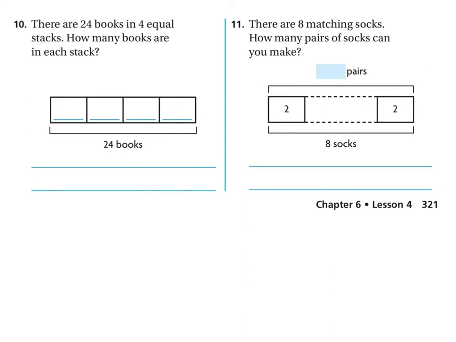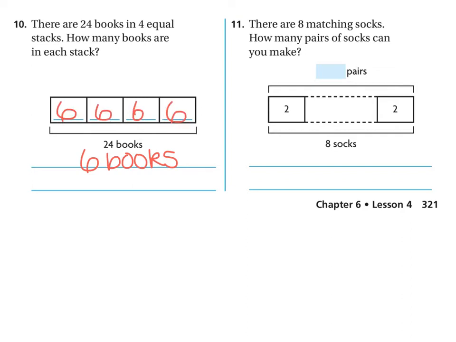The first thing I did when I looked at number 10 is I related the bar model that we see here to equal groups that we've been working with for a long time now. So I realized that there are 24 total books and 4 equal stacks. The bar is showing me 4 equal stacks. So I could partition these 24 books into 4 equal stacks like this. After I partition and count the number of books in each stack, I see that there are 6 in each stack. So that means the answer is 6 books.